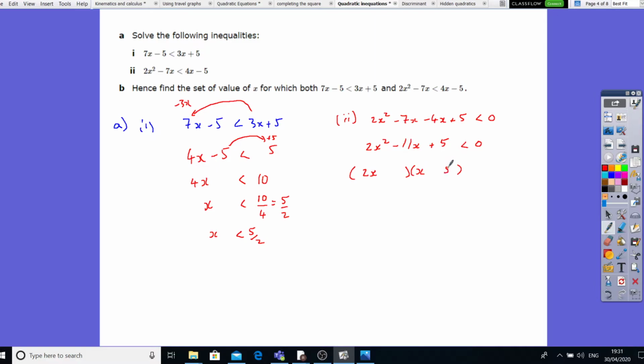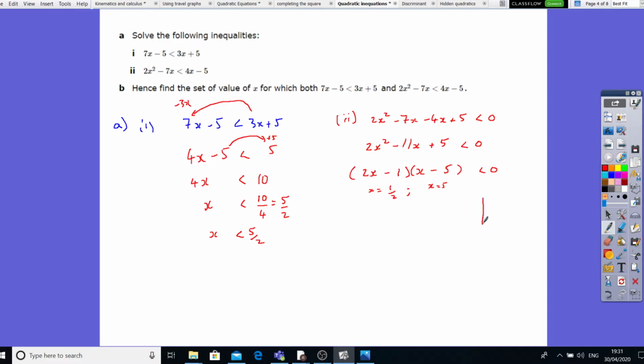I'm going to double the 5, so that's going to go there, the 1, and they're both going to be the same symbol, both minuses. Let's just operate. 2x times x is 2x squared, minus 10x, minus x is minus 11x, plus 5. Okay, so that gives me roots of x equals 5, and x equals 1 over 2, which is 0.5.